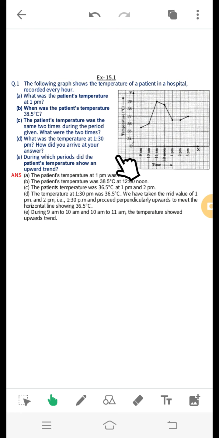When was the patient temperature 38.5 degrees Celsius? So here we have to check 38.5 degrees Celsius and then check here. It's at 12 noon. The patient temperature was 38.5 degrees Celsius at 12 noon.